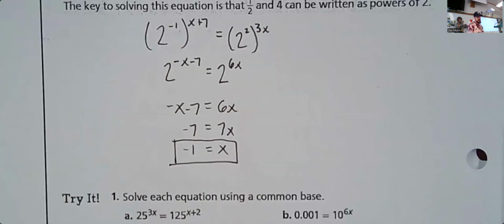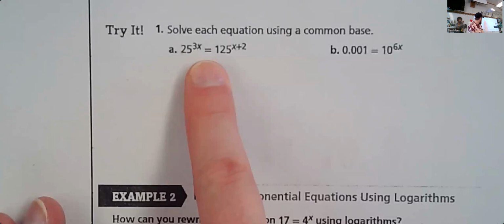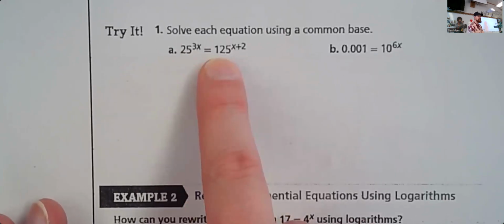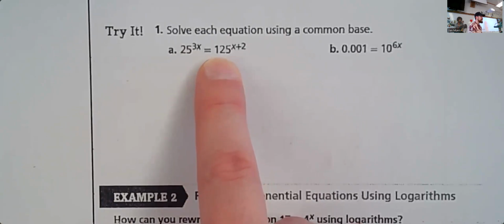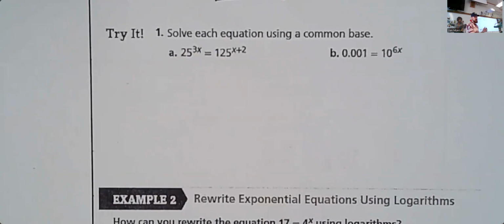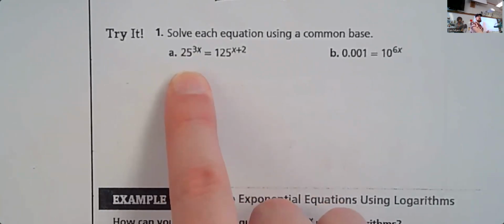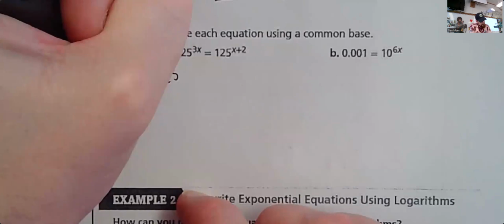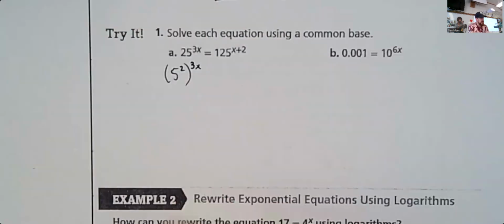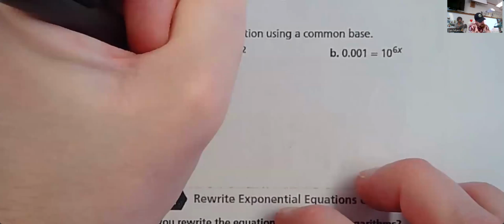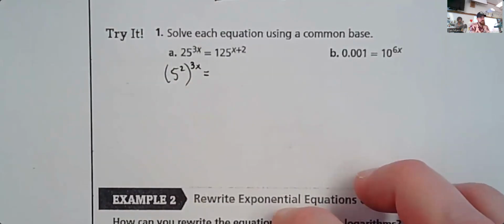All right, let's keep going then. For A, right now we have bases of 25 and 125. What will our common base be? What number could we rewrite with the same base between those two? What is it? 5, yeah. 25 is equal to 5 to what power? 2. So we can write 5 squared to the 3x power is equal to 5 to what power equals 125? 5 to the 3rd power. So it's 5 cubed to the x plus 2 power.